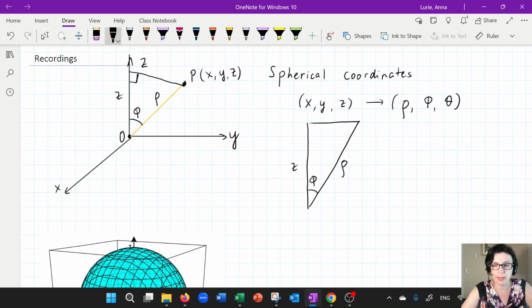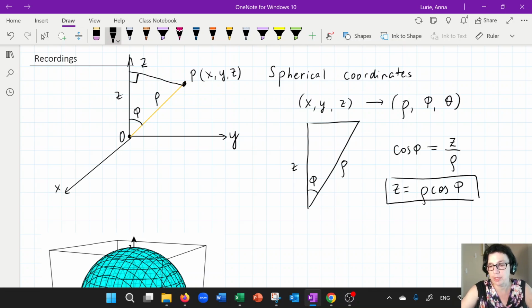So how do we get the connection? You all know that cosine phi is just going to be the adjacent side, which is z, divided by the hypotenuse, which is rho. So from here, solving for z, I get rho cosine phi. So that's your first connection between the spherical coordinates and the rectangular.